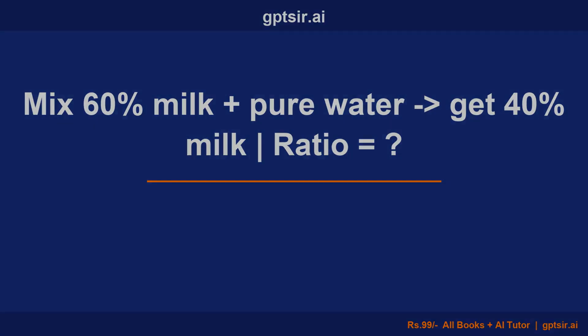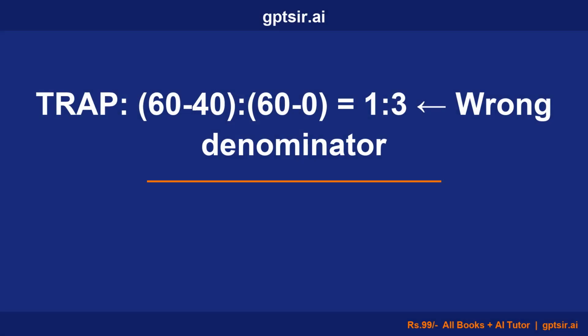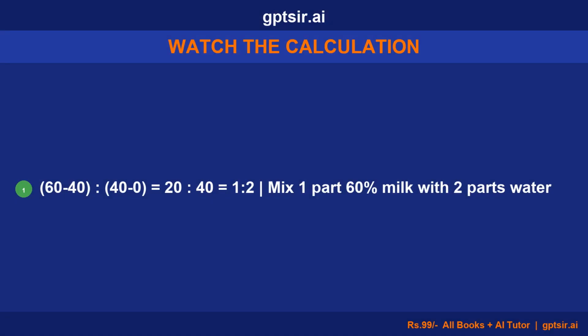What is the ratio? A. 2:1. B. 2:3. C. 3:2. D. 1:2. Trap: applying alligation as 60 minus 40 over 60 minus 0, which gives 1:3, off by one step. Alligation: 60 minus 40 over 40 minus 0, that's 20 over 40, 1:2. Mix 1 part milk with 2 parts water.